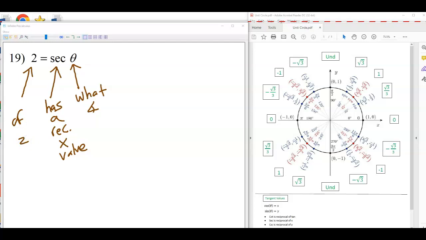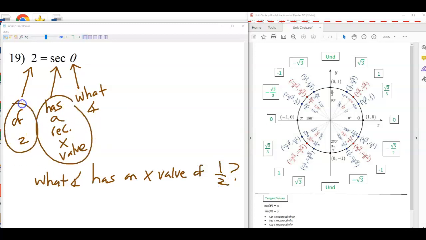Okay. Now, another way that we could word that is, what angle has an x value of 1/2? So instead of saying what angle has a reciprocal x value of 2, we'll just take the reciprocal of 2 and word it this way. It might be a little bit easier. So now I'm looking for where x equals 1/2. Well, that would be here, and it would also be here. And so those angles are pi over 3 and 5 pi over 3.